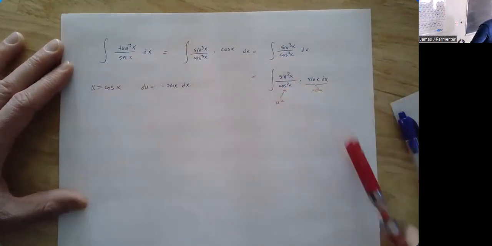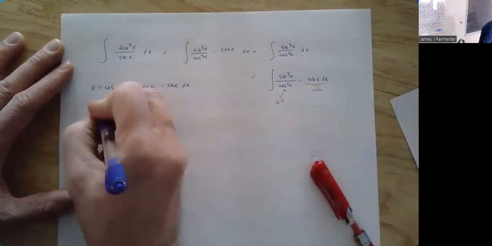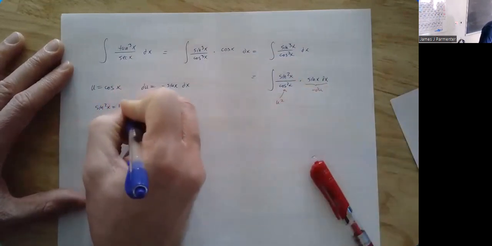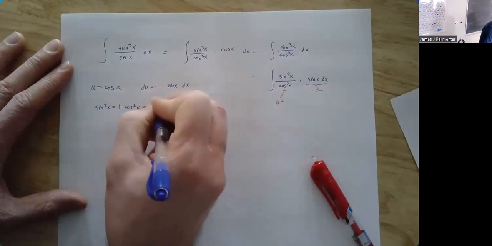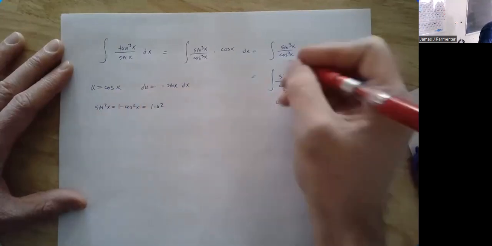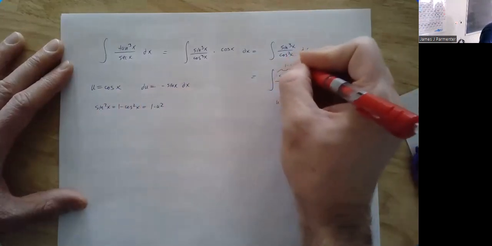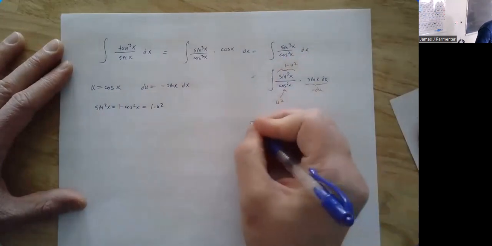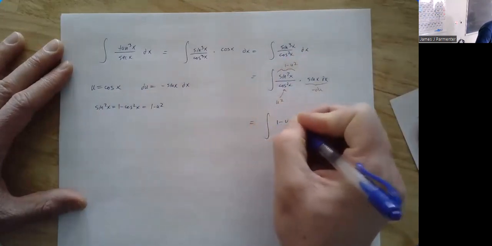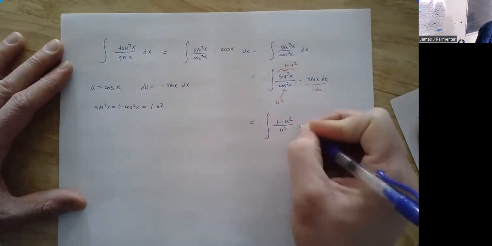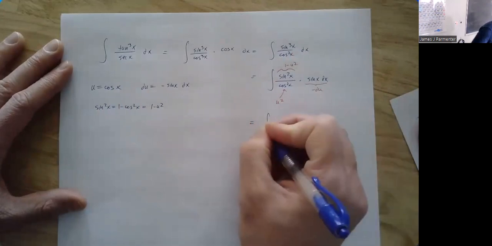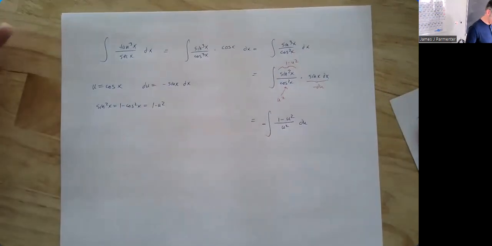And sine squared, well, trig identity time. Sine squared x is 1 minus cosine squared x, which is 1 minus u squared. So the top part's going to be 1 minus u squared. This is going to become the integral of 1 minus u squared over u squared times a negative du. And then we can totally do that by division.